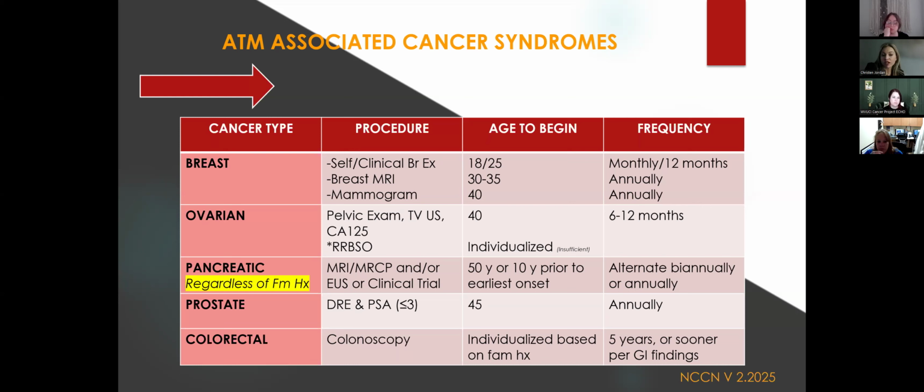Pancreatic, this one also got an update this calendar year in the NCCN. You offer them pancreatic surveillance regardless of family history. The prostate cancer, we're going to manage the same. Colonoscopy, we're going to manage the same as we mentioned in the other syndromes.